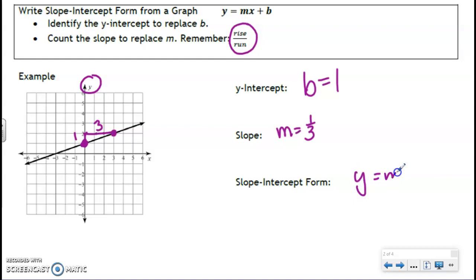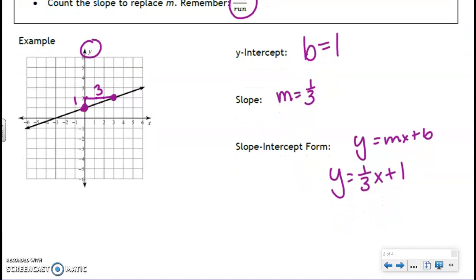Once I have that, I'm going to plug those in. So I'm going to put 1/3 in place of m and 1 in place of b. And I'm done. A couple common mistakes students make is they switch those two and put them in the wrong spot, or they forget their other variables, which are extremely important, and you will not get credit if you don't put the y and the x in the right spot.